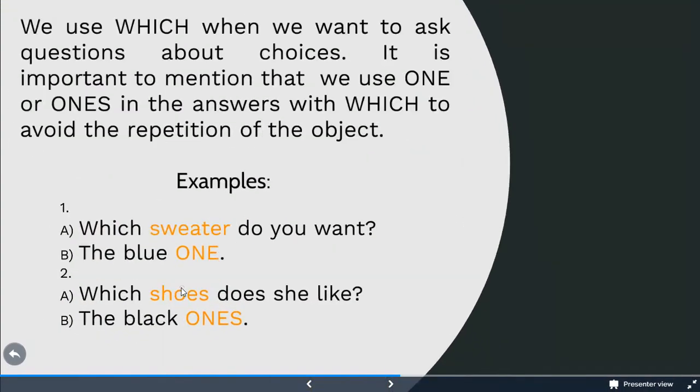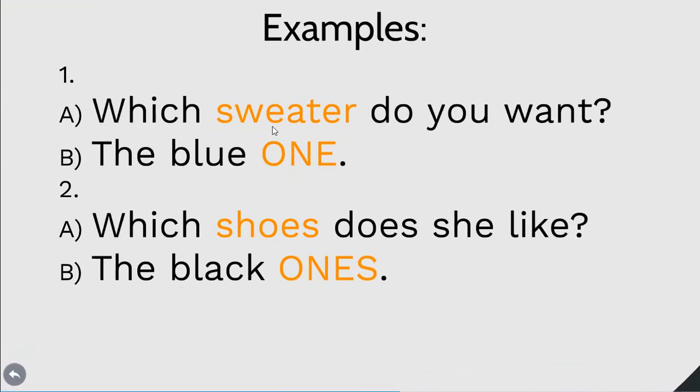Examples: Which sweater do you want? The blue one. Sweater is the object, it is singular, so in my answer I use the word one because I'm going to replace sweater. One replaces the object to avoid repetition, and it's singular because sweater is a singular word.